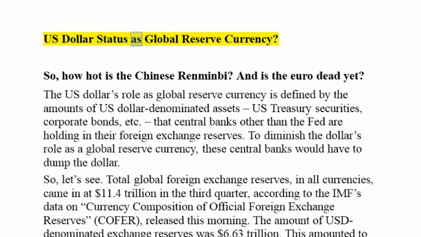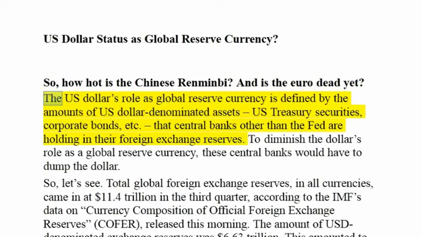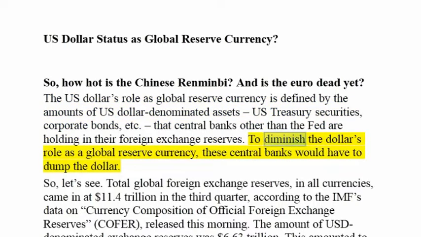US dollar status as global reserve currency? So, how hot is the Chinese renminbi? And is the euro dead yet? The US dollar's role as global reserve currency is defined by the amounts of US dollar-denominated assets, US Treasury securities, corporate bonds, etc. that central banks other than the Fed are holding in their foreign exchange reserves. To diminish the dollar's role as a global reserve currency, these central banks would have to dump the dollar.